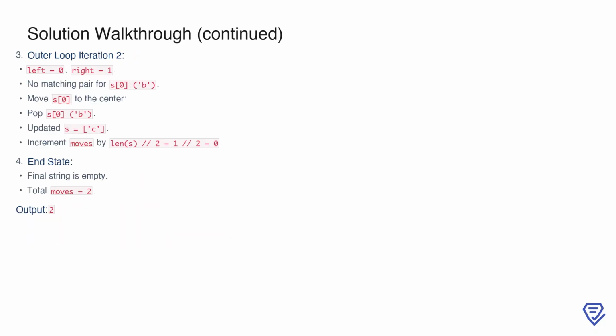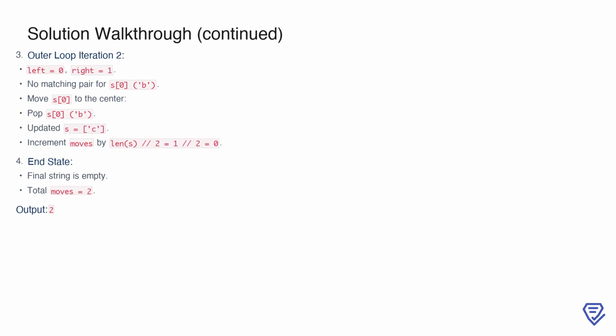In the second iteration of the outer loop, the leftmost character is now B, but there's no corresponding B at the rightmost position. To handle this, we decide to move B toward the center of the string. We remove B from the leftmost position, which leaves the updated string as C. The number of moves needed to transfer B to the center is calculated as half the current string length, resulting in an increment of 0 to moves. At this point, only one character remains, so we move it to the center by default. The string is now empty, and the total number of moves calculated is 2, giving us the output for this example.